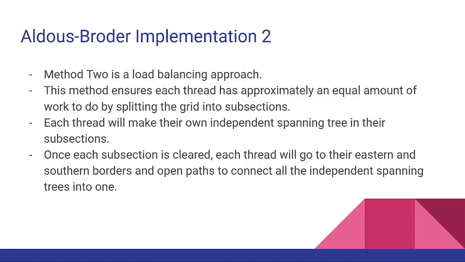This is the second implementation of Aldous-Broder. This is a load balancing approach. This method ensures that each and every thread has an equal amount of work to do. By splitting the grid into subsections, each thread will then take their own subsection and create an independent spanning tree in those subsections. Once each thread has finished creating their own spanning trees, they'll combine all the spanning trees at the end by erasing cells on their borders. And this is configurable by a threshold. Basically, at each and every cell on the border, there's a % chance, configurable in the program, that it'll be erased.